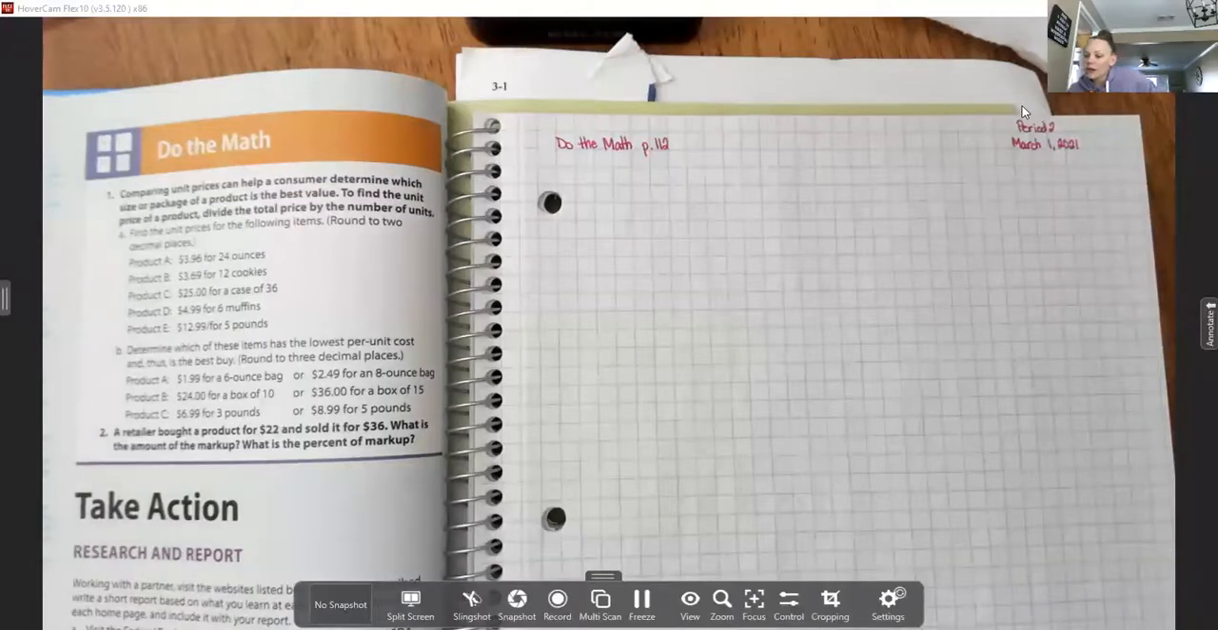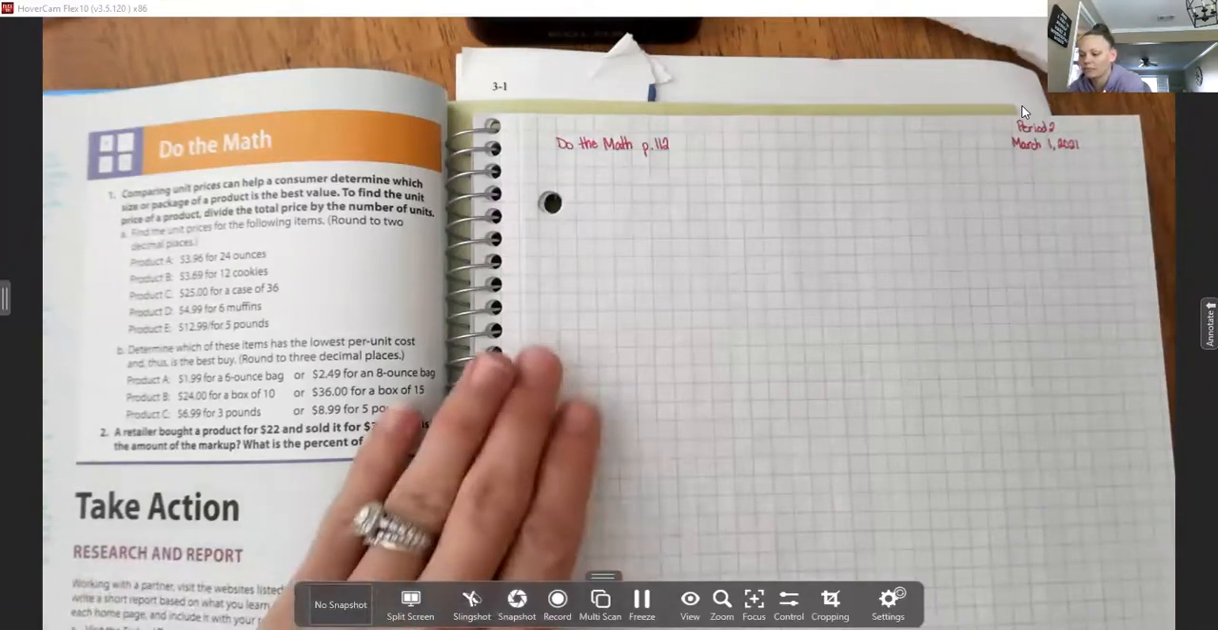So comparing unit prices can help a consumer determine a size or package of a product that is the best value. To find the unit price of a product, divide the total price by the number of units. So find the unit price for the following items.